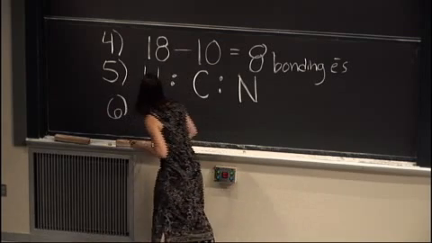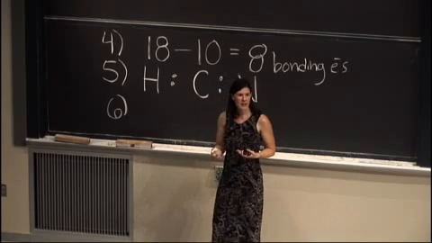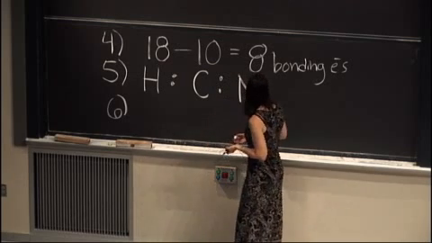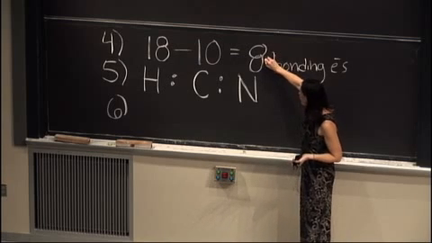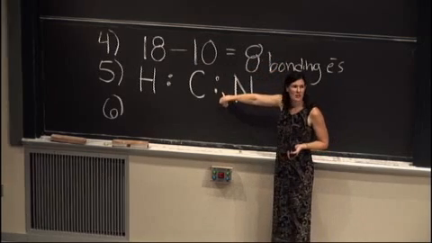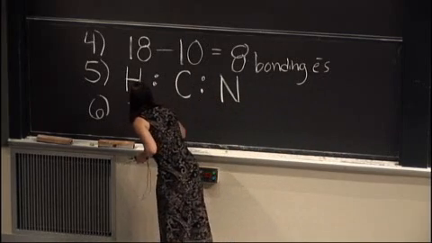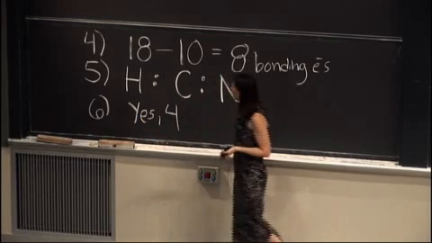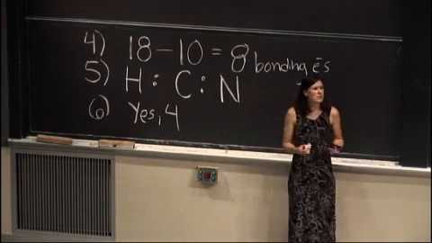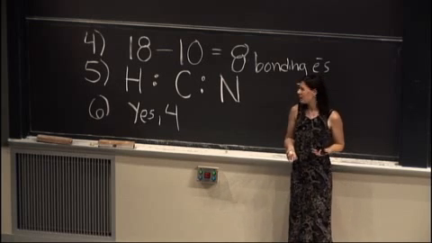The next thing that we want to do is figure out, do we have any bonding electrons left? So let's see, we started with 8 bonding electrons, and we used up only 4. So the answer is yes. We have 4 bonding electrons left. So what we need to do is fill in those extra bonding electrons into our bonds.